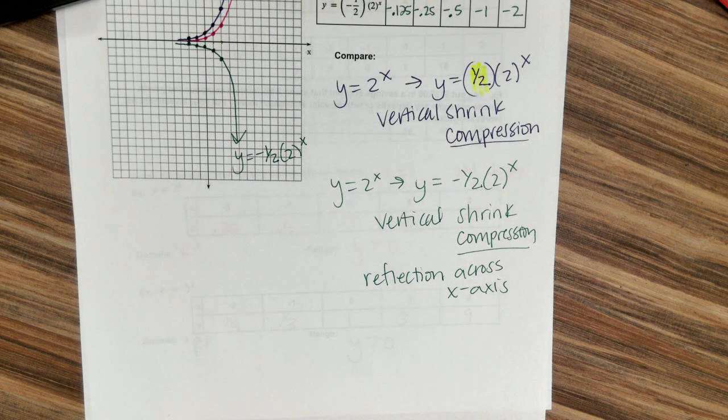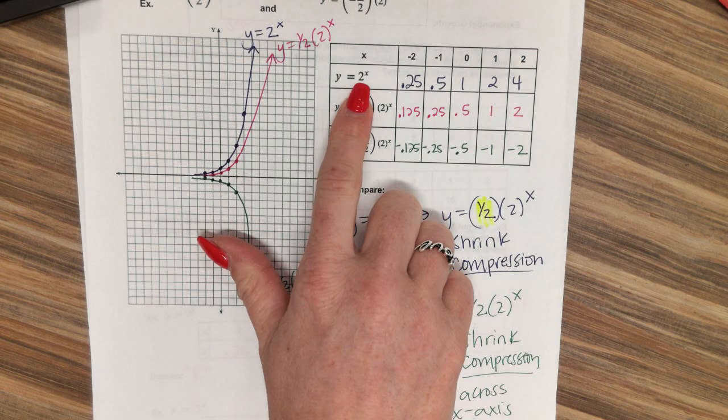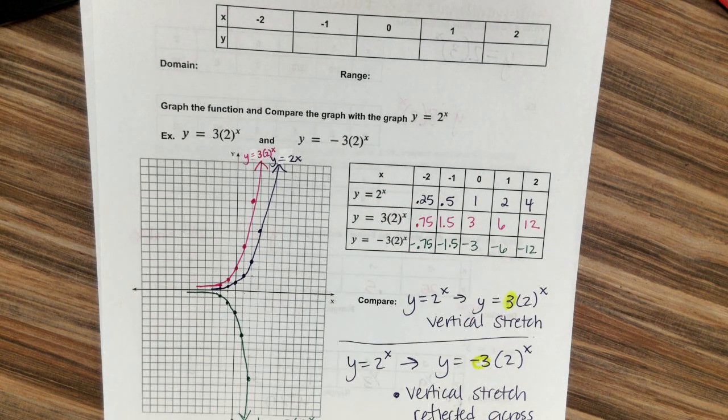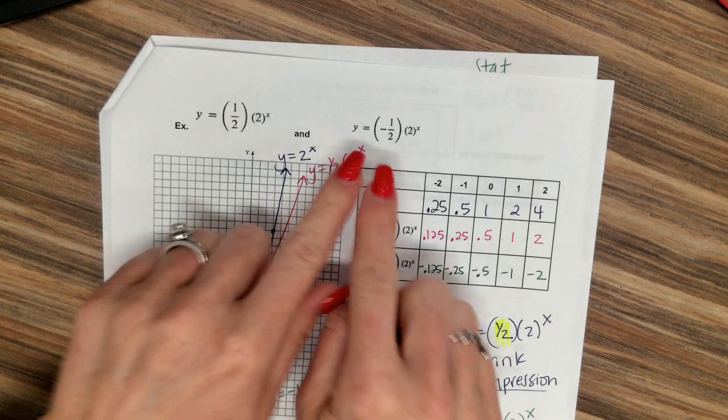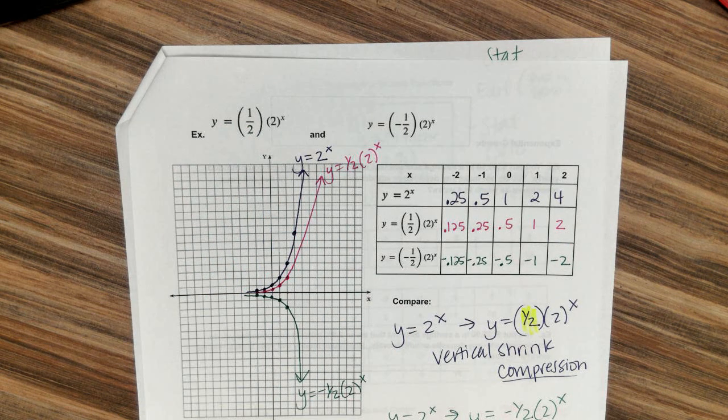Okay, let's talk about what we just learned. When you take an equation and you put a big number in front, it vertically stretches it. If you put a big number in front that has a negative, it vertically stretches it and then reflects it across the x-axis. If you put a number in front that's a fraction, like between 0 and 1, it vertically shrinks. What's the other word? Compresses. And then if it has a negative, it flips it. All right, let me get you.